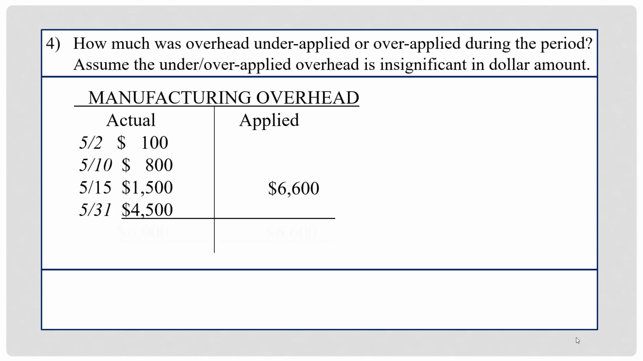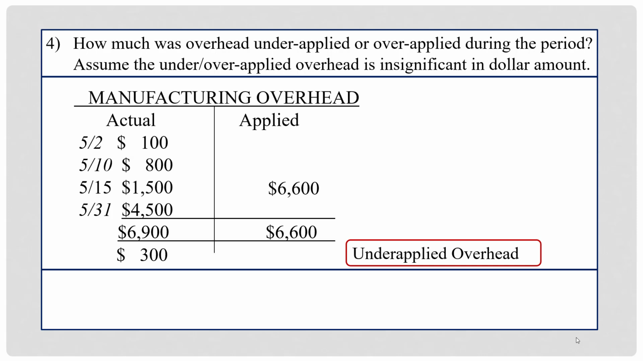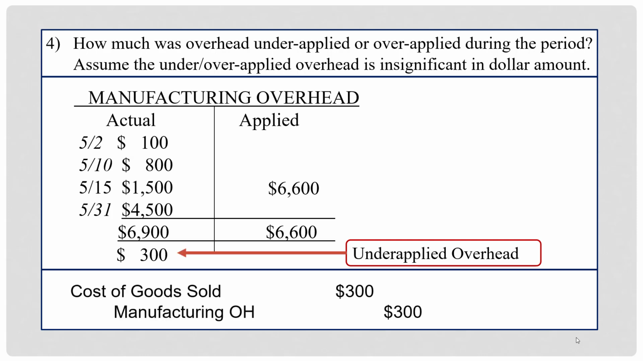And if we want to close this out, we see that we have actual overhead cost of $6,900, and we assigned inventory overhead cost of $6,600. Based on our predetermined rate, this is what we thought we should assign to inventory. So clearly, we have not assigned enough cost to inventory. So we'll call that underapplied overhead. Note that to close that out, you will need to debit cost of goods sold and credit manufacturing overhead. Again, the goal is to get this balance to 0.